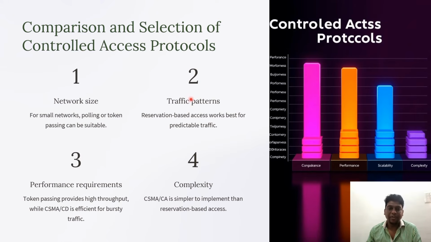Then the traffic patterns. For predictable traffic, we should go for reservation-based access, so it helps to reduce the traffic. And for performance requirements, we should go with token passing, which provides high throughput. Based on complexity, CSMA/CA is simpler to implement than reservation-based access protocols.